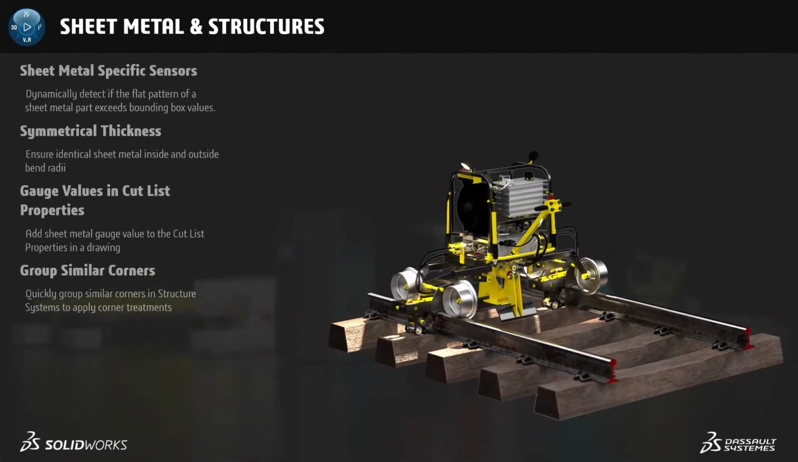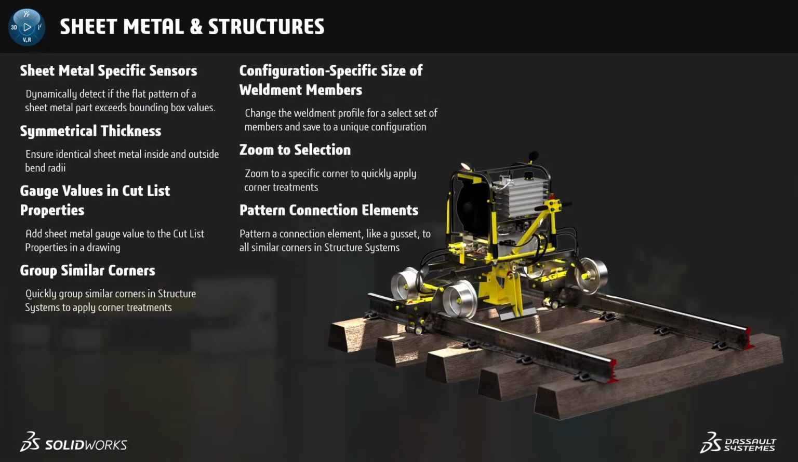This includes enhancements such as the ability to define sensors for your bounding box of sheet metal components, the ability to apply symmetrical thickness for your sheet metal components, as well as add gauge table values to your annotations and drawings for your cut list properties.